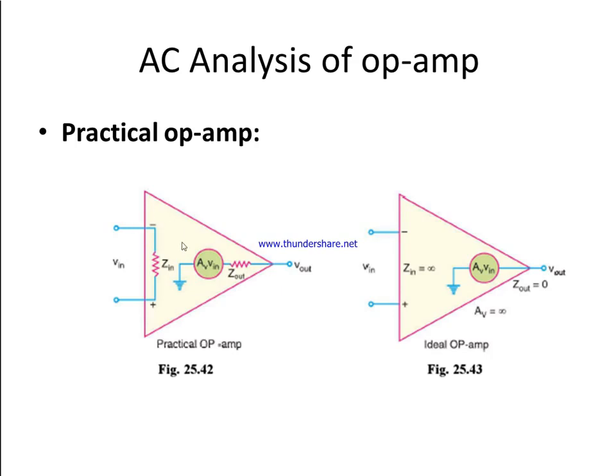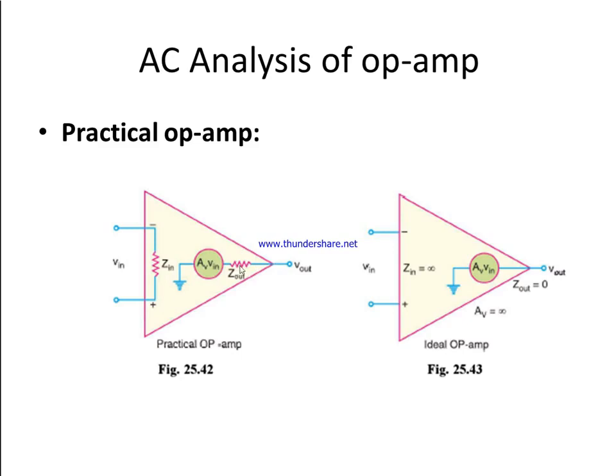Every circuit has an input impedance, output impedance, and a gain, because this is an amplifier. In a practical op-amp, the input impedance, that is ZIN, is the impedance between the inverting terminal and the non-inverting terminal. There will be some resistance inside, and that is taken as ZIN. Impedance means the total resistance between the input terminals is called input impedance, ZIN. Then the output impedance is the impedance at the output terminal.